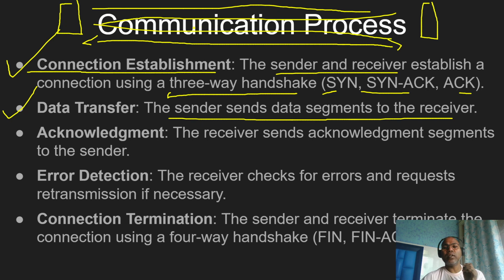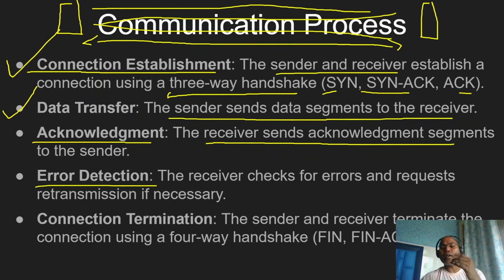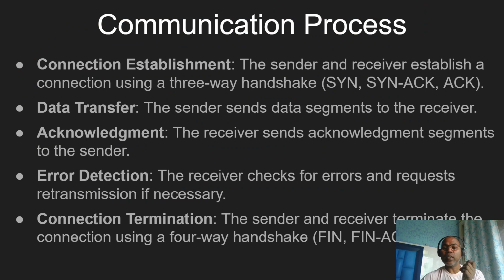Third, when the sender sends data, it waits for the acknowledgement. So the receiver sends an acknowledgement for the particular segments it receives. For error detection, because the header contains the checksum of the payload, the receiver applies the checksum and checks if everything is okay. The receiver checks for errors and requests retransmission if necessary. If they find the checksum does not match, that something went wrong, they request again, hey sender, can you resend?